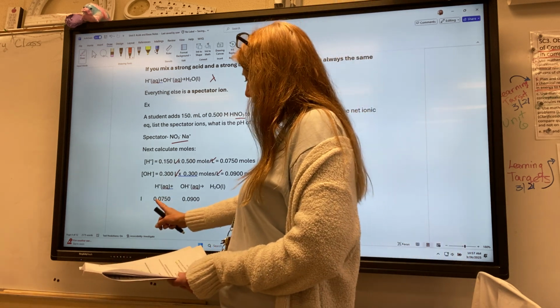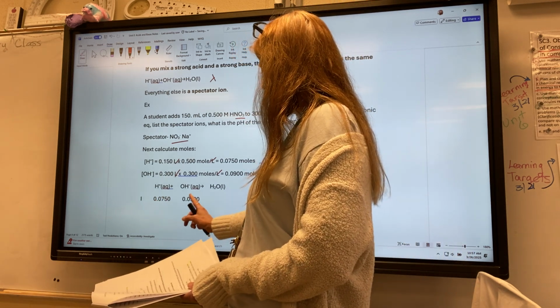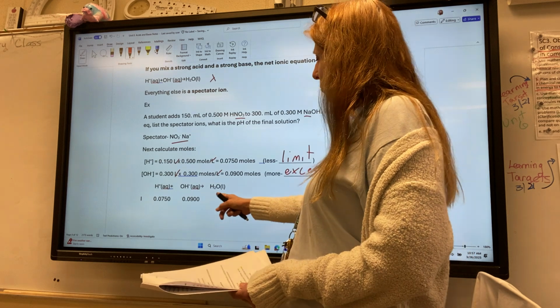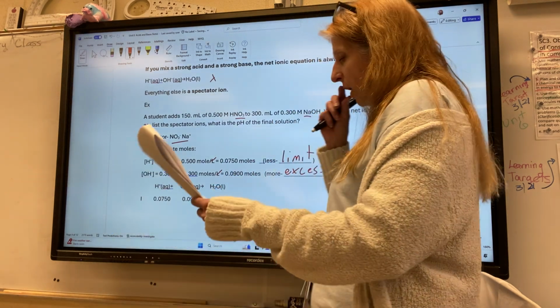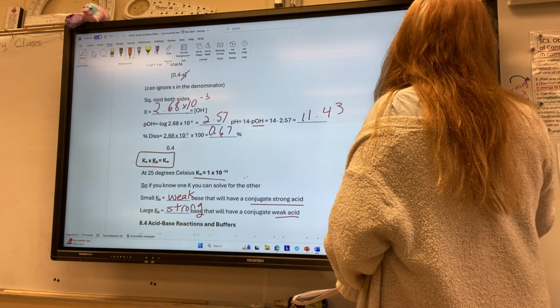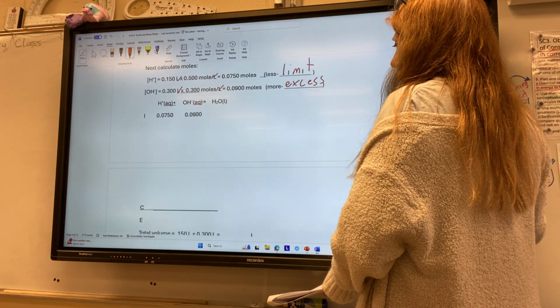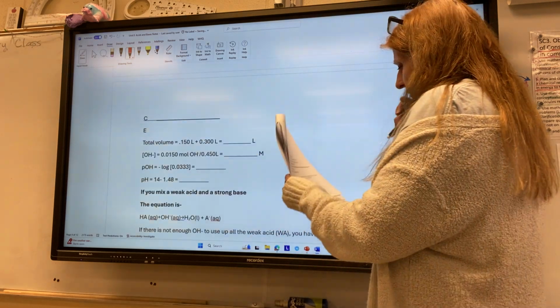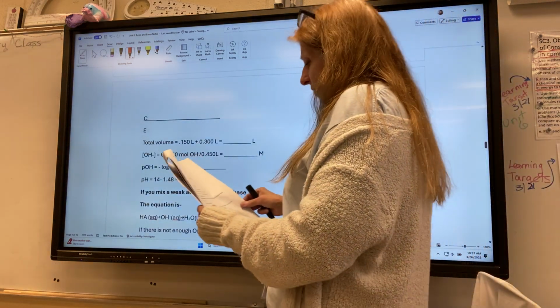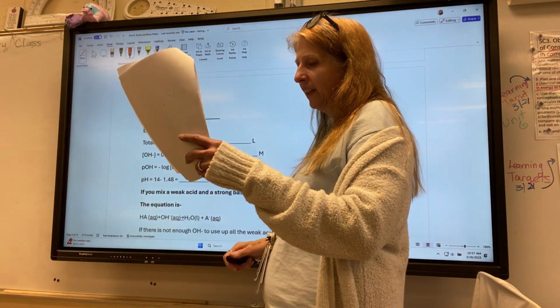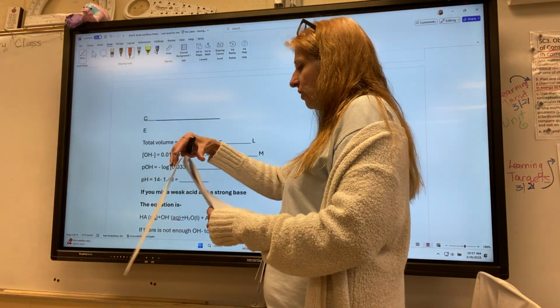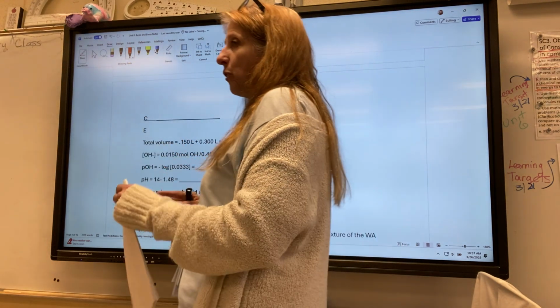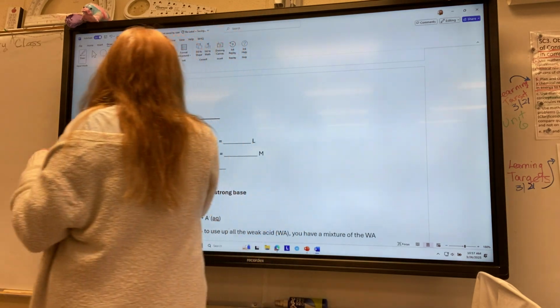We write what we start with, 0.750, 0.009. Our water doesn't matter. Remember, it's a pure liquid, so we don't deal with those. So now we tell the change, because whichever one is less, that is your change. Your other one's going to be in excess, it's not part of the reaction.